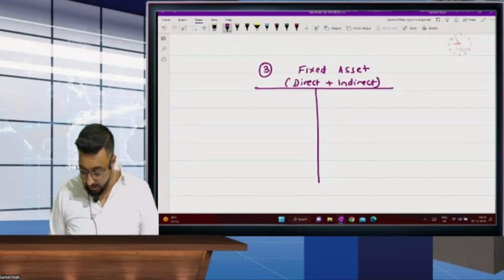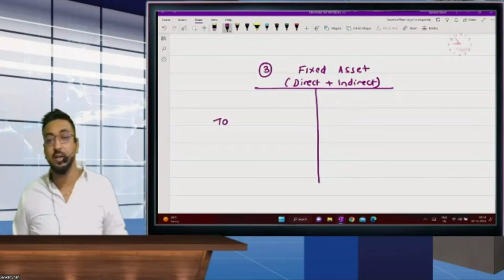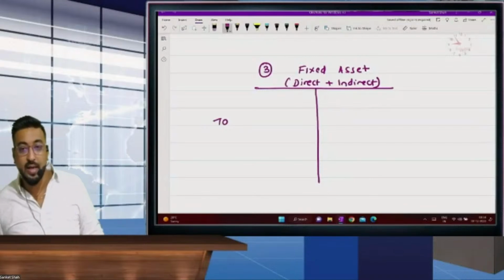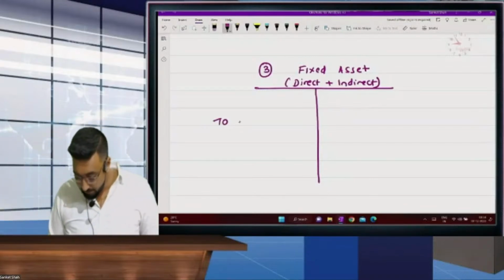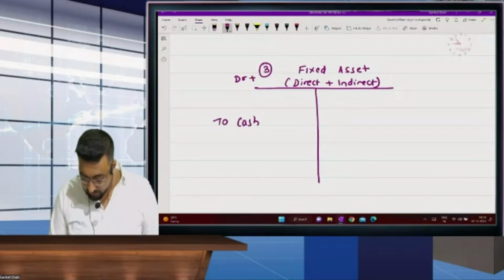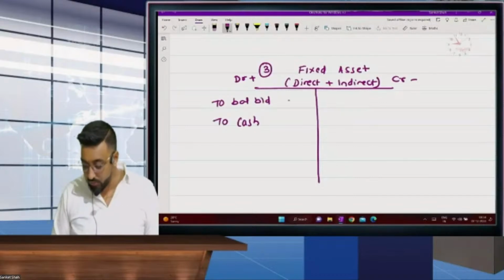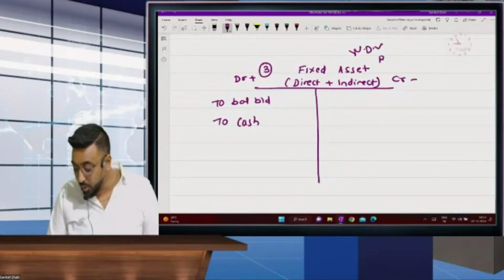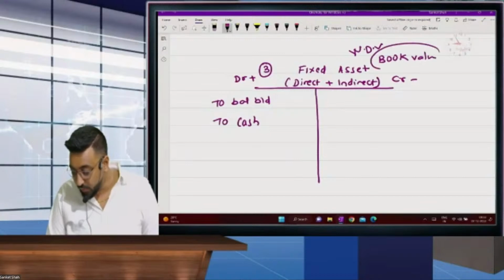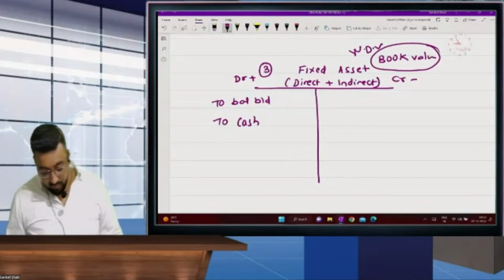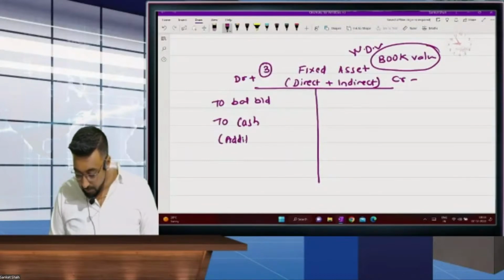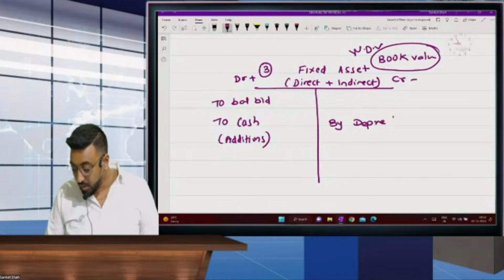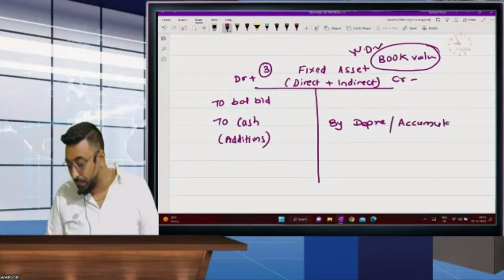Direct plus indirect. So fixed asset, any method, direct or indirect, the same pro forma you have to write. Debit plus, credit minus. To balance brought down. See, this is always recorded at written down value, that is a book value. Written down value means book value. To cash if additions, by depreciation or accumulated depreciation if opened.